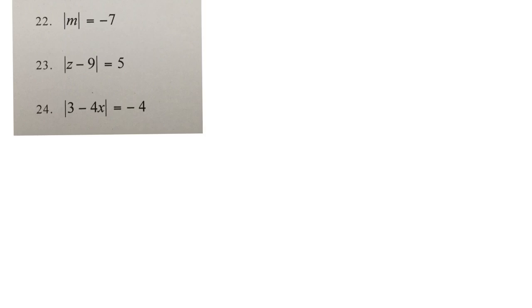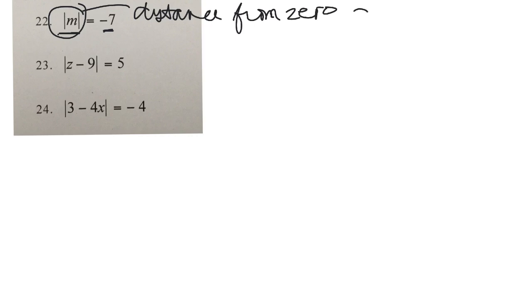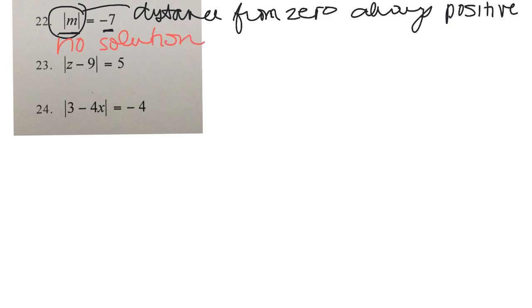These are kind of backwards, but if we have a simple problem here, the absolute value of m is equal to negative 7. Absolute value equals a negative. Well, absolute value means a distance from 0, and distance is always positive. So what could we put in here that would make it come out negative? Nothing. So this answer is no solution.